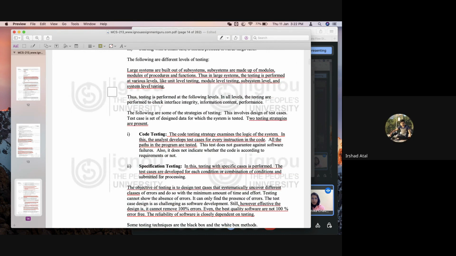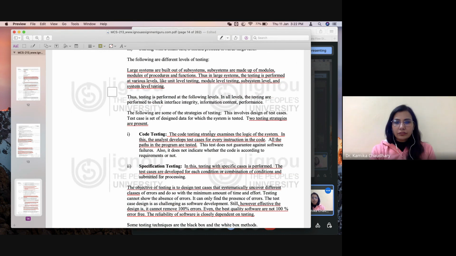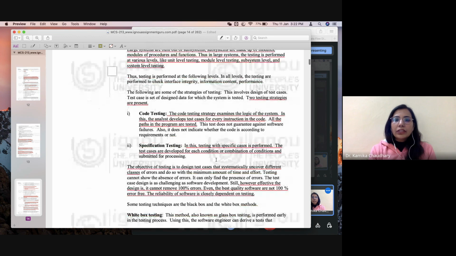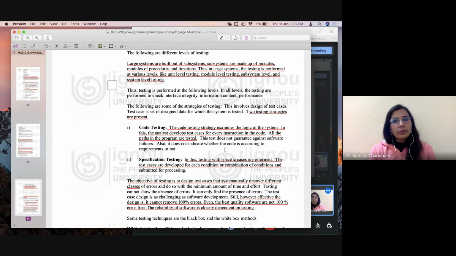Yes. Okay, then we have divided. Fine. Good. These are all the levels of testing which we will be studying in our testing chapter. It's not that we'll just be remembering the names of these testing types. No, we will be understanding them thoroughly. What is unit level testing? What is subsystem level testing? We will see later on.